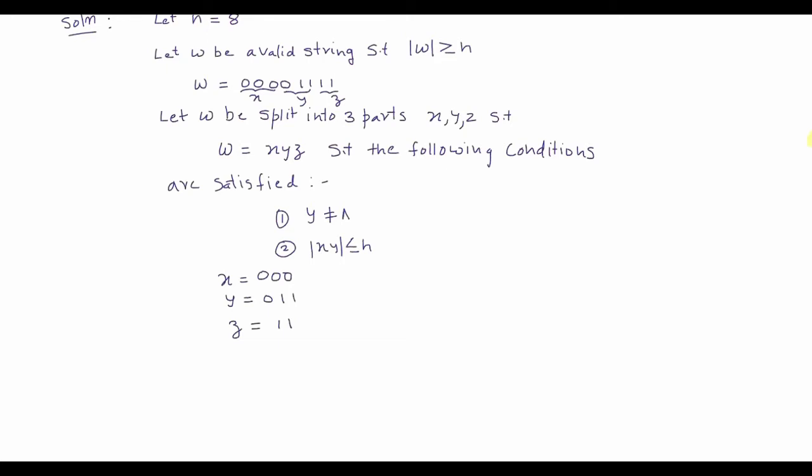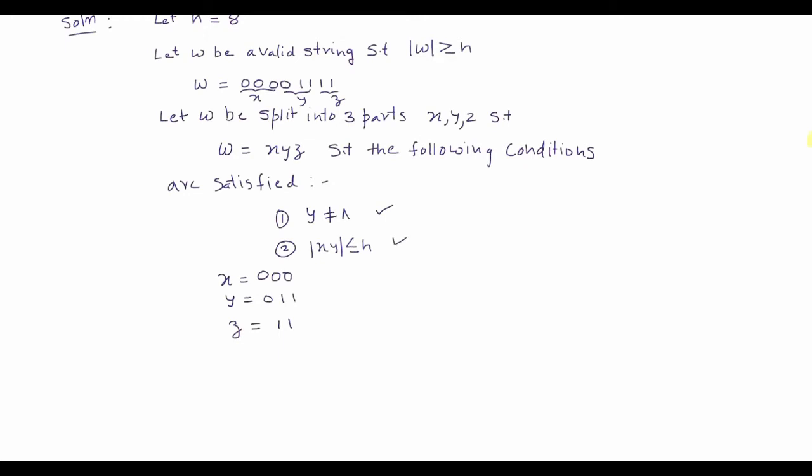Now, is y not equal to null? Yes, because y is a valid string with 3 elements, so this is satisfied. Is the together length of xy less than or equal to n? The length of x is 3, the length of y is 3. 3 plus 3 is 6. Is 6 less than or equal to n, that is 8? Yes, true. So both these conditions are satisfied.